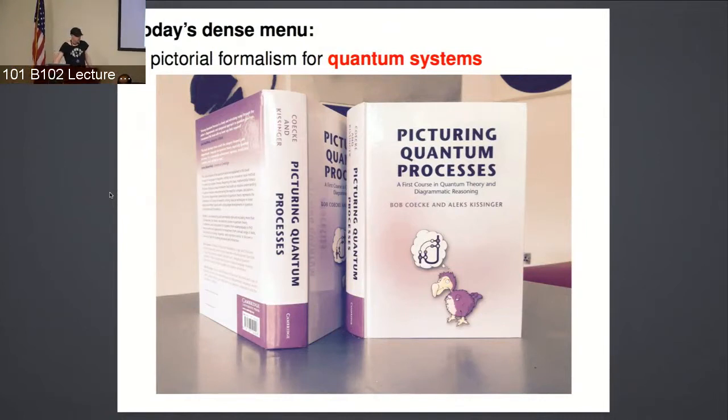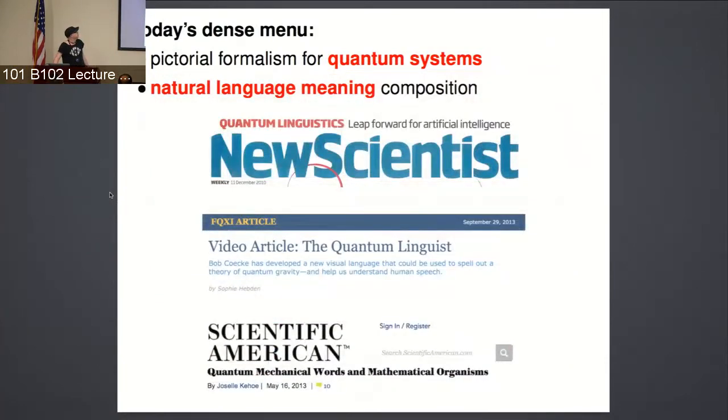So I'm going to talk about a pictorial formula for quantum systems, which you find in this book, which I've been spending a lot of time working on. I'm going to talk about natural language meaning composition. Seems like a totally different subject. But it's almost now 10 years old that we've done some work on that, which actually got me very high up in the crackpot index of some, I guess. They all call us quantum linguists and all that stuff.